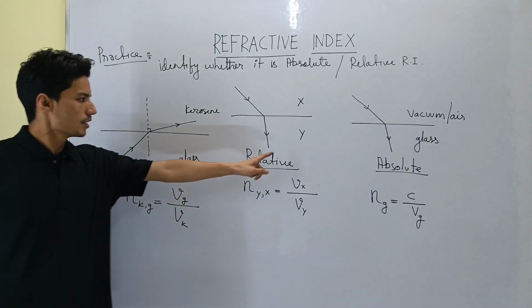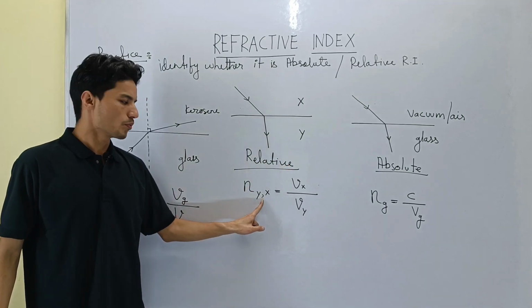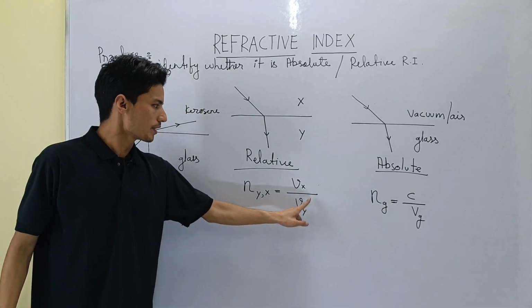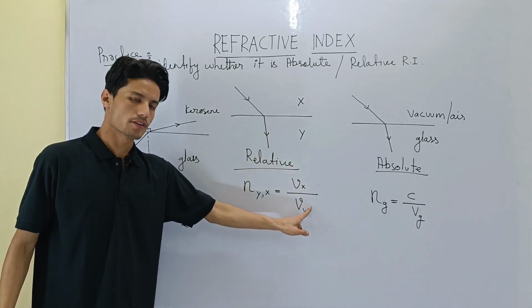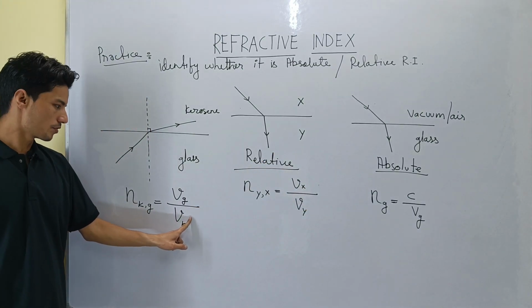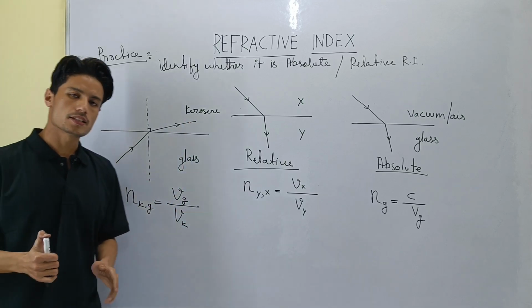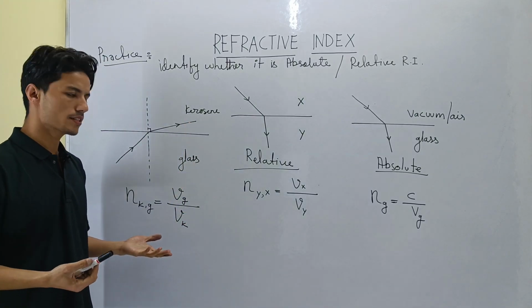Light enters the y medium, refractive index is found for the y medium, and below you'll be writing the velocity of y. Same here. We are finding for the kerosene medium, so below you'll be writing the velocity for k. So this is it. Class, it's this easy.